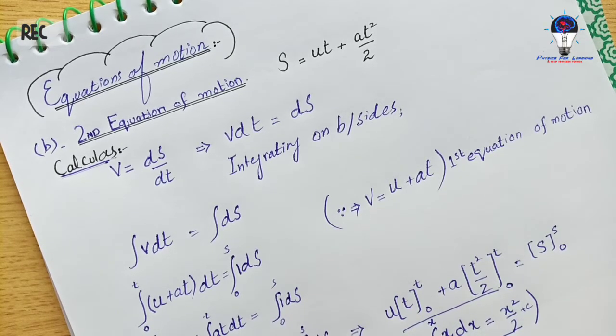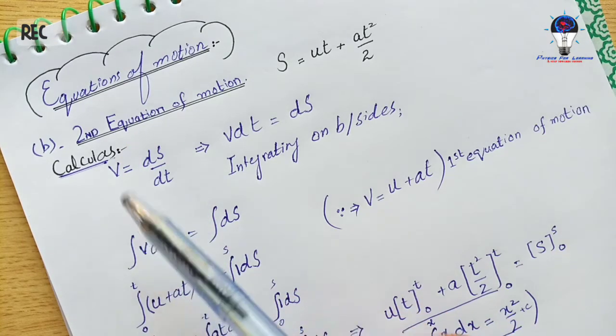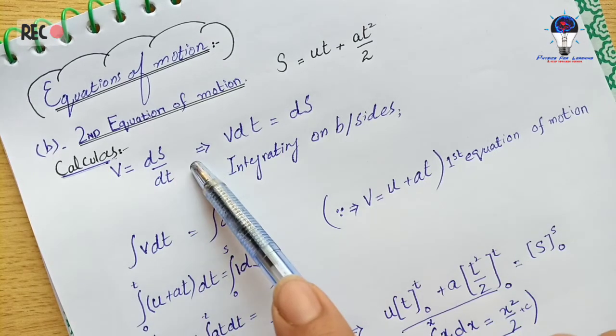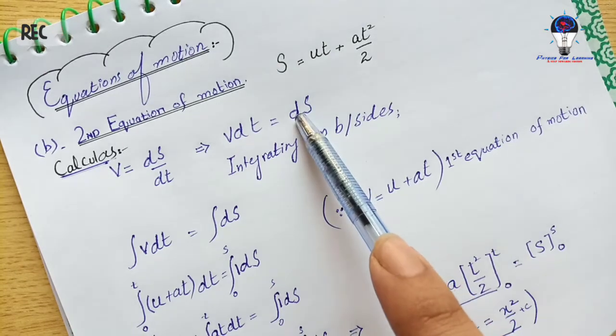So today we're going to derive the second equation of motion by using two different methods. First one is calculus method and second one is algebraic method. So let's start. As we all know that velocity is actually the rate of change of displacement. So by rearranging this expression we will get v dt is equal to ds.